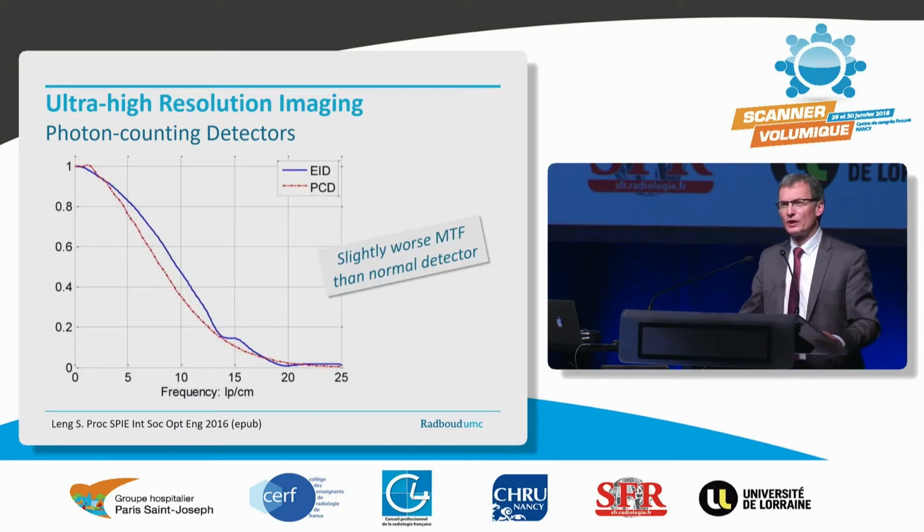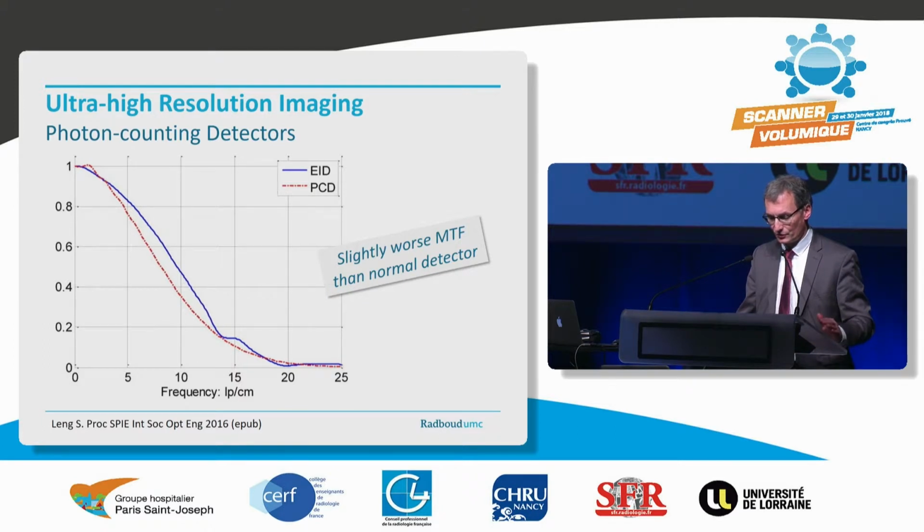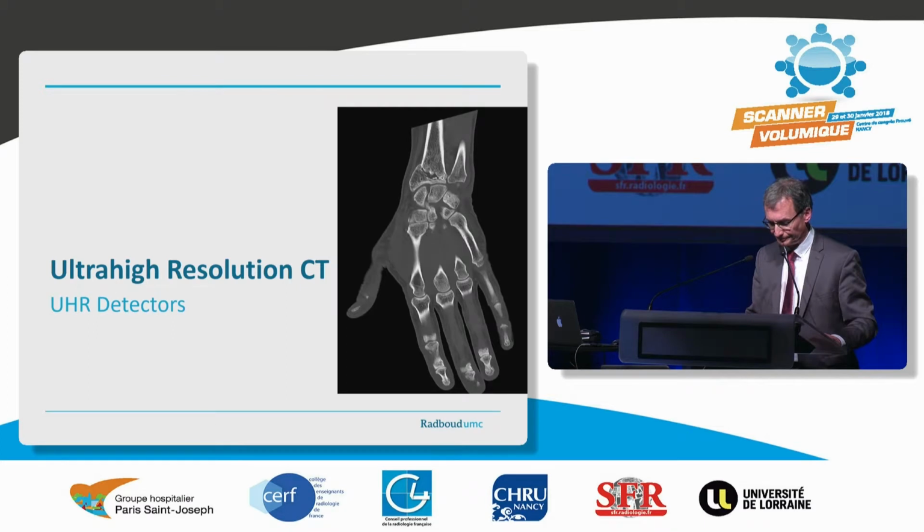Currently, however, these photon counting detectors give very similar spatial resolutions or modulation transfer functions as energy integrating detectors, so conventional detectors. The MTF is actually slightly worse than for our conventional energy integrating detectors.